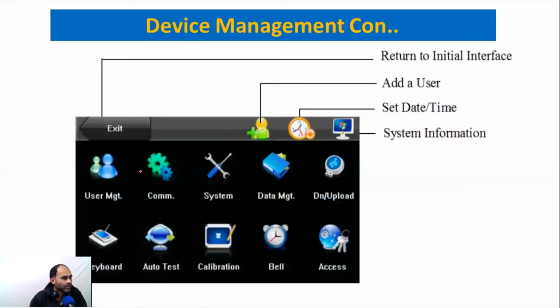It is simple. When you click on menu you have ten subsections. The first is user management, then communication, system, data management, download, upload, user attendance, and keyboard. Here we can perform the functions of F1 and F2, which are keys on your biometric machine: check in, check out, OT, overtime, and break. You can define your keys here. Auto test and calibrations, bell and access, we will take up when we discuss the biometric machine. Now click on communication here, and you will have the settings.